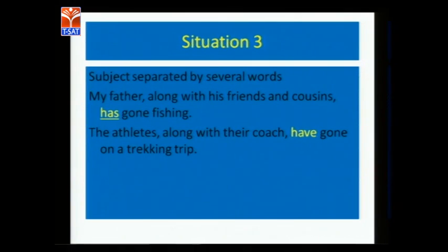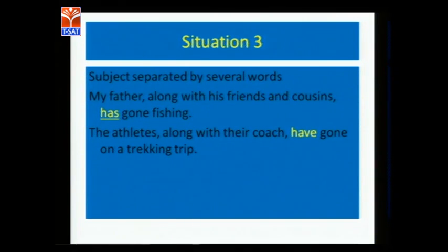So what is that? "Along with his friends and cousins" is just an addition to the sentence, which is enhancing the meaning of that particular sentence, all right? But it still doesn't mean that friends and cousins become the subject. The subject very strictly remains my father. Because my father is singular, you have to use a singular verb for it. My father, along with his friends and cousins, has gone fishing.